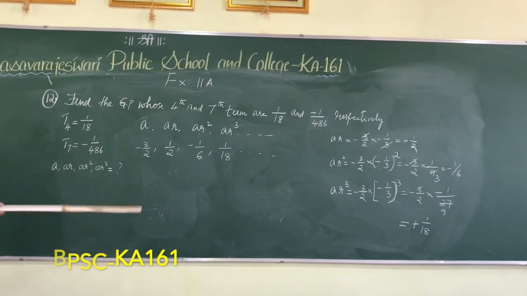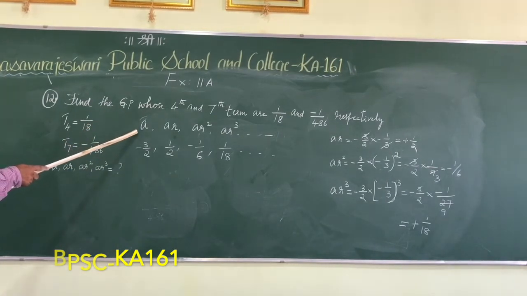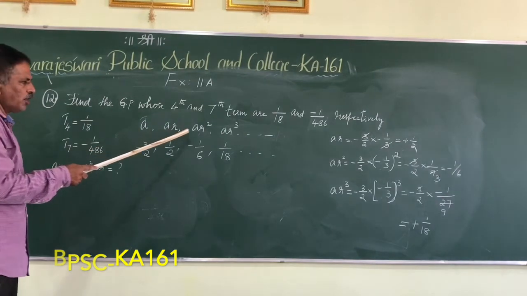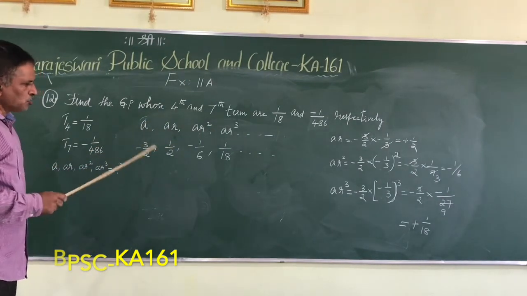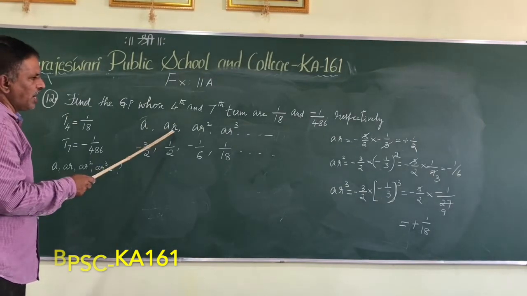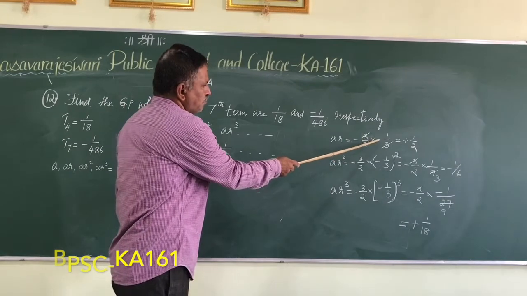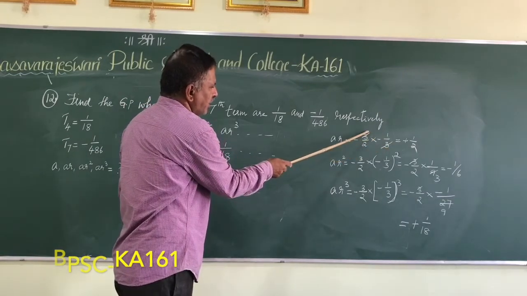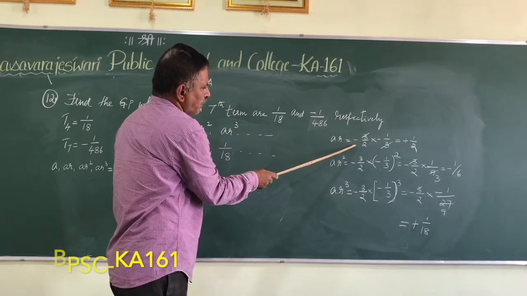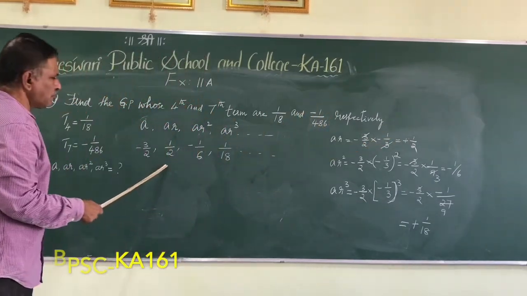Once we find out the A value as well as R value, I have to find out GP. So the sequence of GP is A into R, AR square, AR cube. So already A value we got minus 3 by 2. Then I have to find out AR. A is minus 3 by 2 into R is minus 1 by 3. 3 and 3 will get cancelled. Minus into minus will give you plus 1 by 2. That is the second term, 1 by 2.